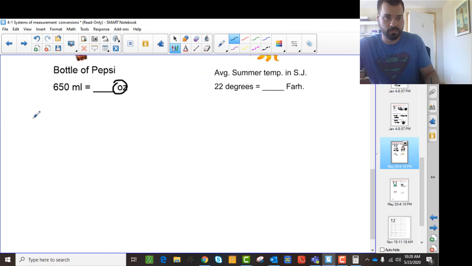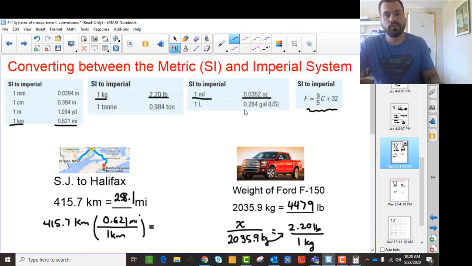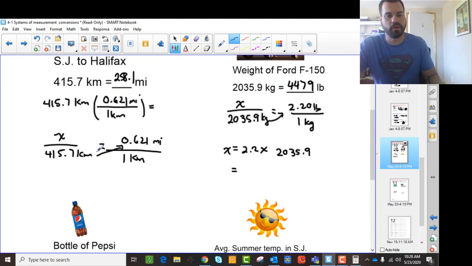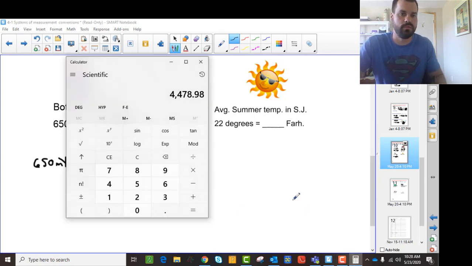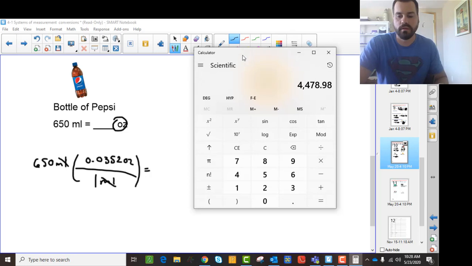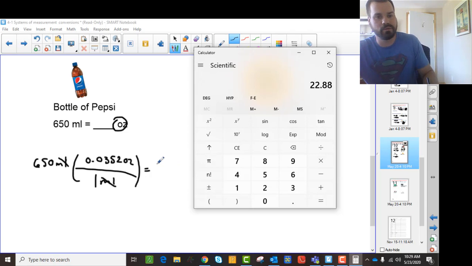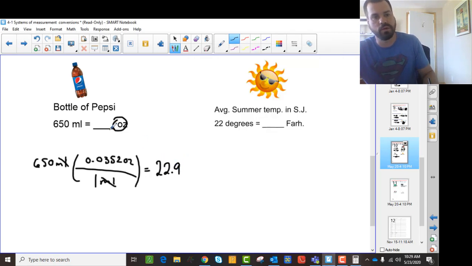So we go 650 milliliters, and then I want to put milliliters on the bottom. So 1 milliliter and 0.0352 ounces. The ounces are going to go on the top, and 1 milliliter is going to go on the bottom. So the milliliters are going to cancel, and if I multiply those, I'm going to get 650 times 0.0352, 22.88 ounces, or 22.9 ounces, going to 1 decimal place.